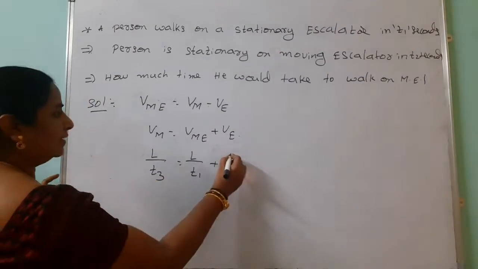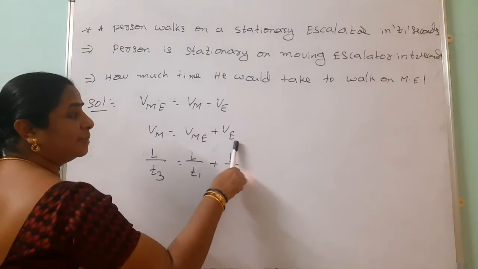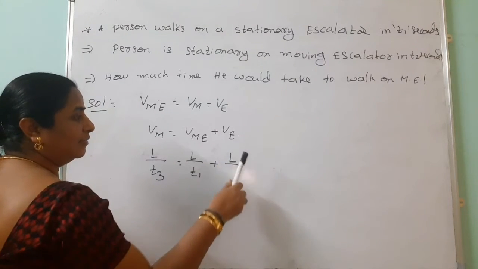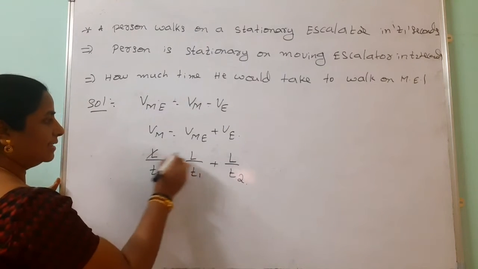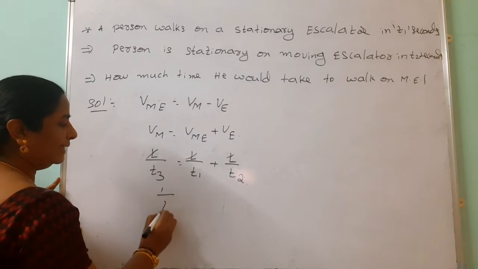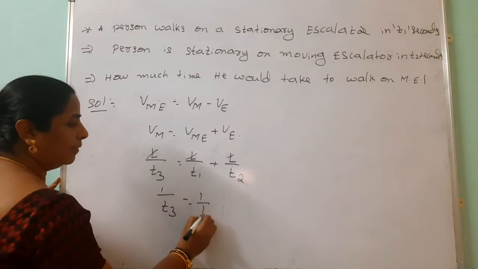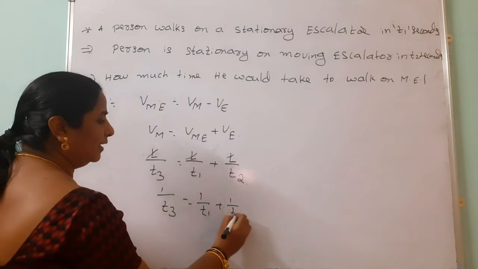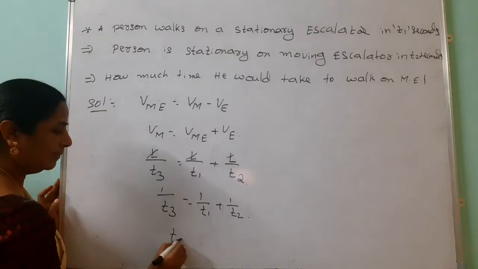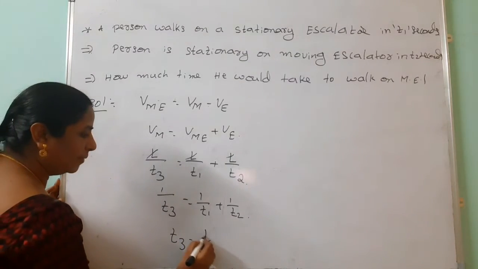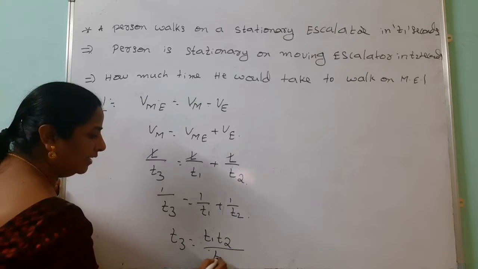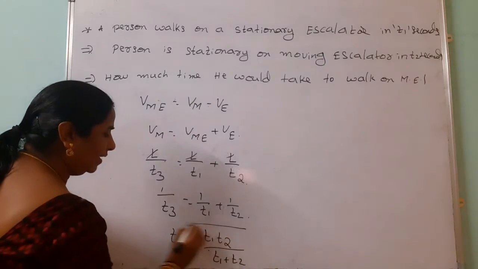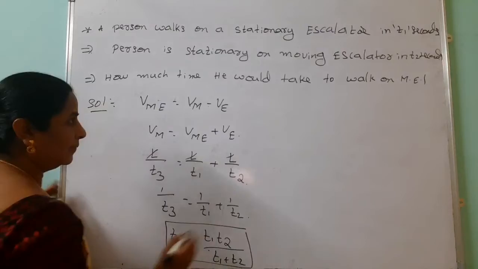So the same distance L. This is moving with respect to the ground, that's why we are not mentioning the frame of reference. This is T2. In all cases, L is cancelled. 1 by T3 equals 1 by T1 plus 1 by T2. After simplification, taking the LCM and cross multiplication, T3 equals T1 T2 by T1 plus T2. We do one problem based on this.